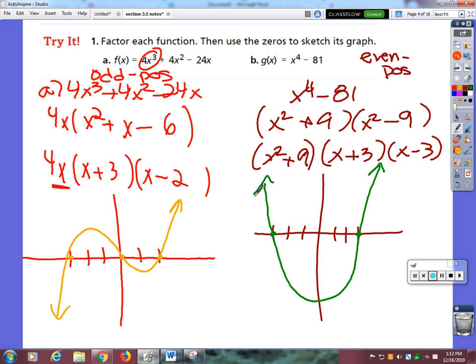Sophie? How do you get the positive or negative? If you understand the number in front of the highest thingy, so this is positive, okay?